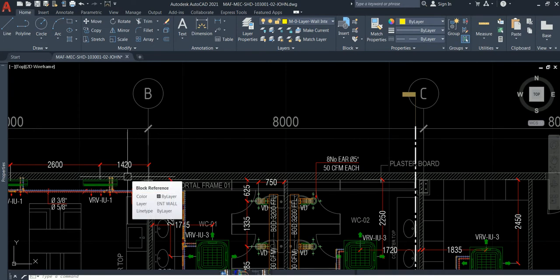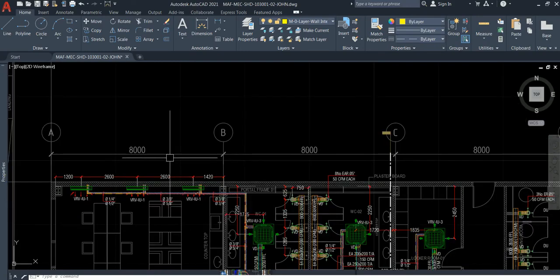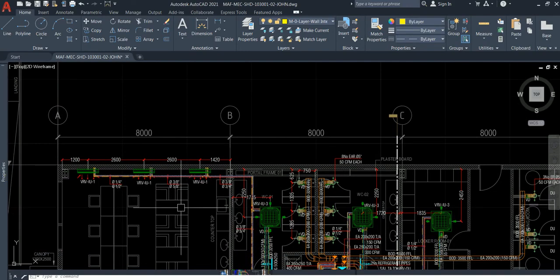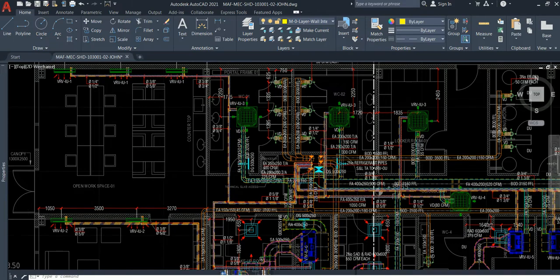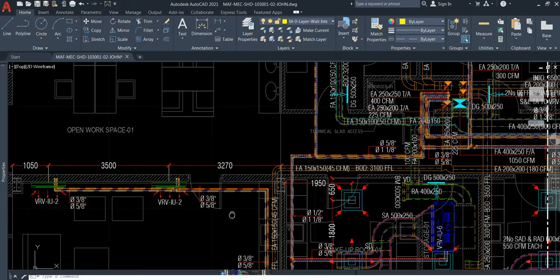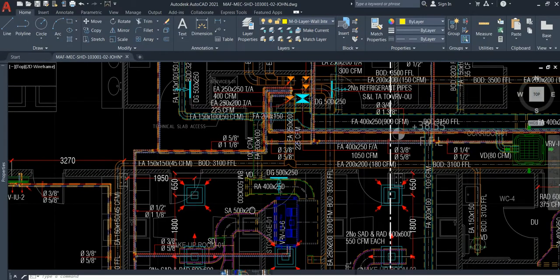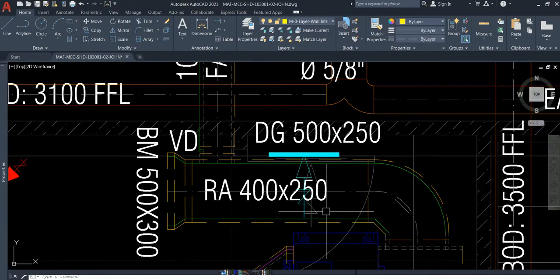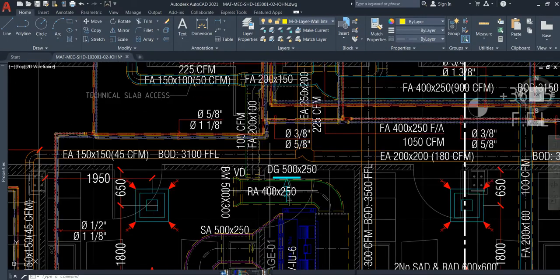We would be linking the AutoCAD file, creating the grids, rooms, and the architectural floor, because my aim is not to show the architectural stuff. My aim is to show you how to do the plumbing stuff, the HVAC stuff, in Revit. So it's good.